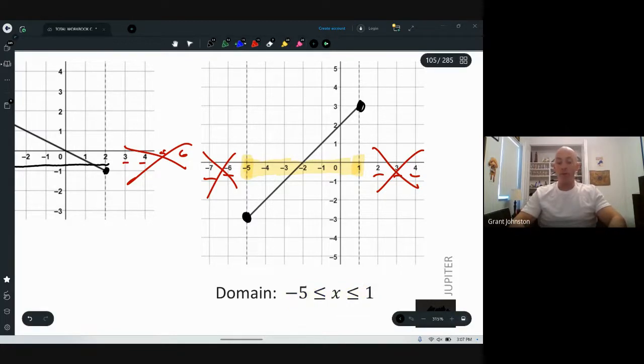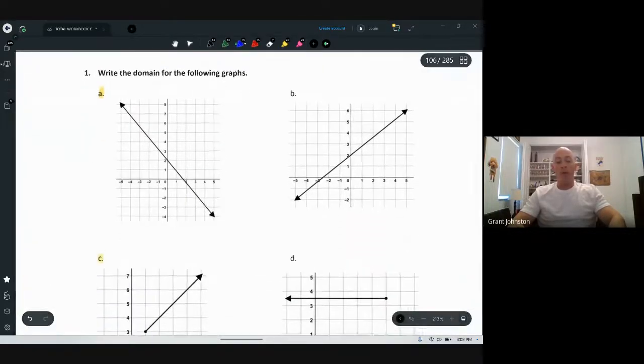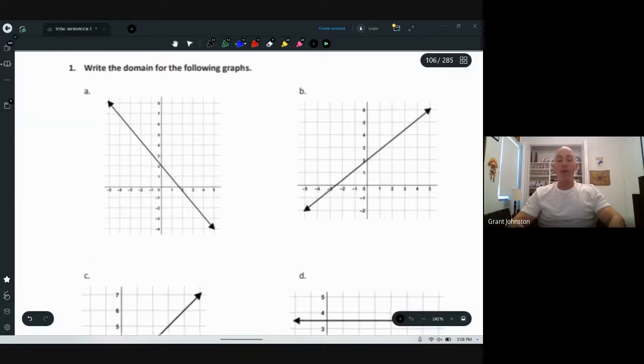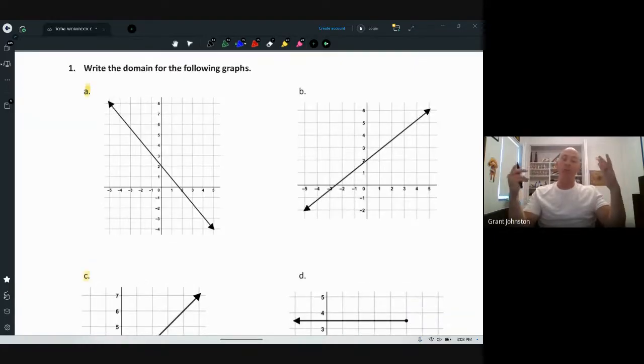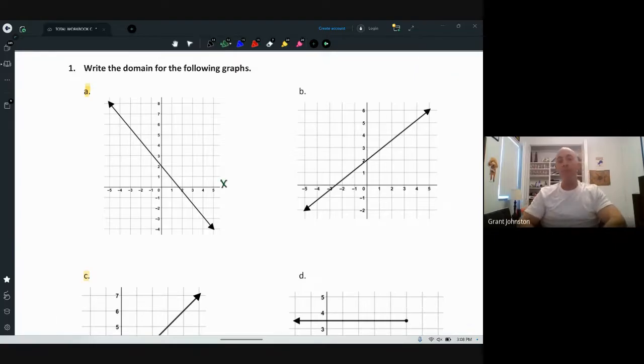So let me show you some fresh examples because those ones were technically done for us. It says, write the domain for the following graph. So we're only looking at x. We're talking about the x-axis. Remember, this is our x-axis. Now it has arrows in both directions. So there's no restriction on this domain.